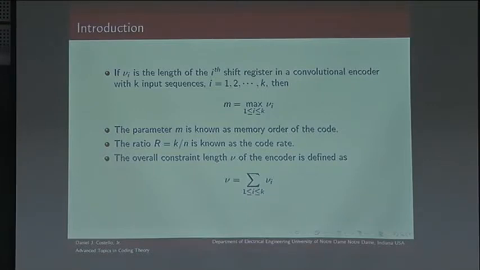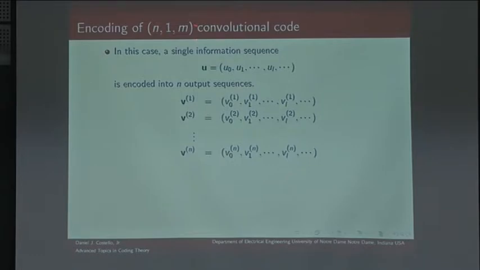Okay, and that's important because it relates to the complexity of encoding and decoding. It depends on the constraint length. So when we're encoding an (n,1) code, so k equals 1 here, we're just going to talk about k equals 1 for a while, one input sequence, just like this example that we've been showing. So we have one input sequence U, and notice that it doesn't have a fixed length. It's just a sequence of bits which could be of any length.